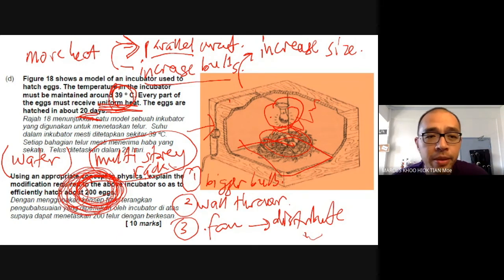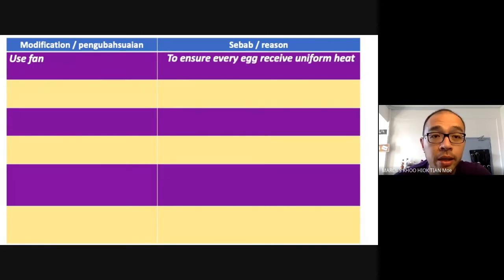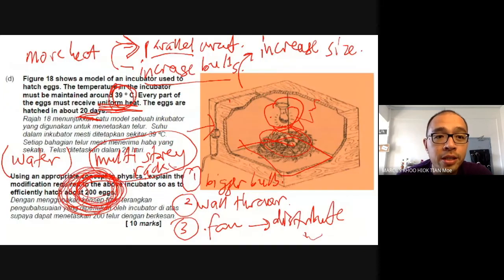Okay, I'm going to stop here. Thanks for your ideas, everyone. There are many more ideas lah, but we'll stop here. Okay, the first one is use the fan, which is, I don't know who suggested this. Okay, to ensure, I think Damir, to ensure every egg will have uniform heat. This is a standard answer lah. Now something that I think nobody noticed was this next one, which was use a thermometer or thermostat. Remember the question? It needs to maintain at 39 degrees Celsius.